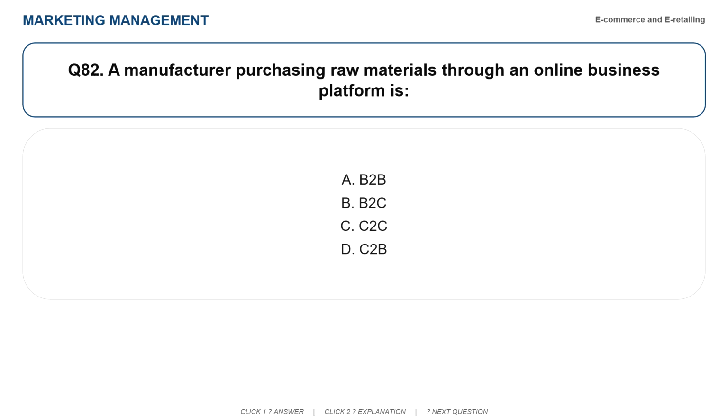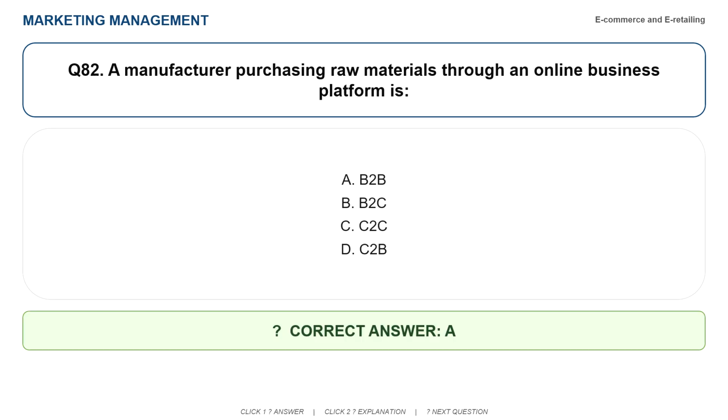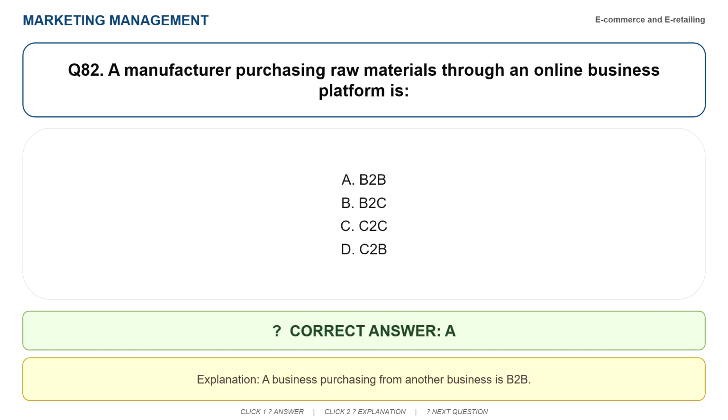Question 82. A manufacturer purchasing raw materials through an online business platform is. Option A. B2B. Option B. B2C. Option C. C2C. Option D. C2B. The correct answer is A. Explanation. A business purchasing from another business is B2B.